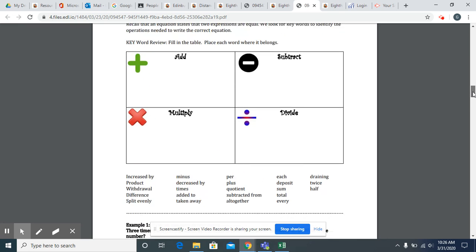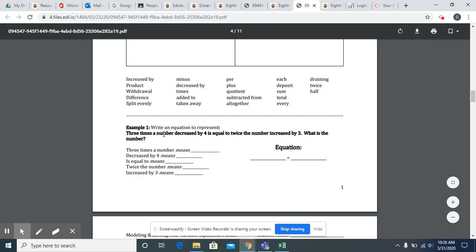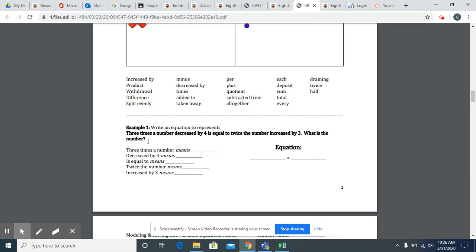So on this example 1, they want you to write an equation to represent. So it says 3 times a number decreased by 4 is equal to twice the number increased by 3. So they want to know what is the number. So they want you to solve the variable. But first, you need to write it out. So 3 times a number. Remember that anytime you see a number, you're going to substitute that with a variable. You can use X or any other letter that you choose, but to keep it simple, we could use X.